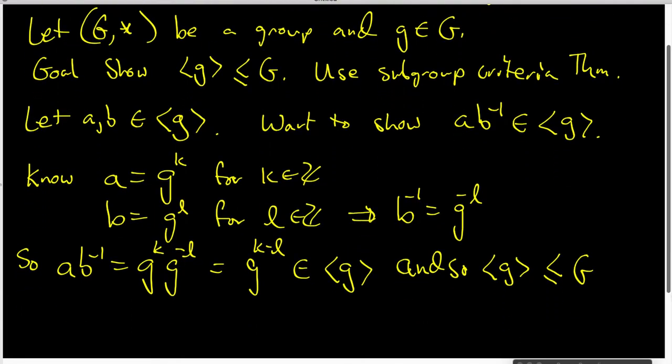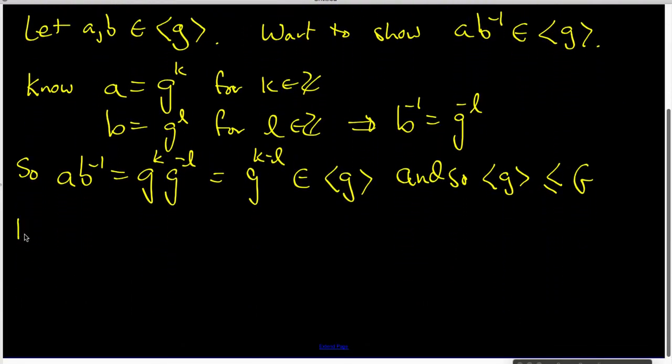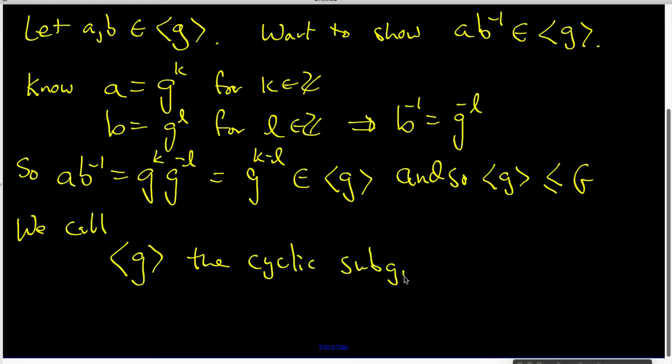It is traditional to refer to the cyclic subset generated by g as the cyclic subgroup generated by little g.